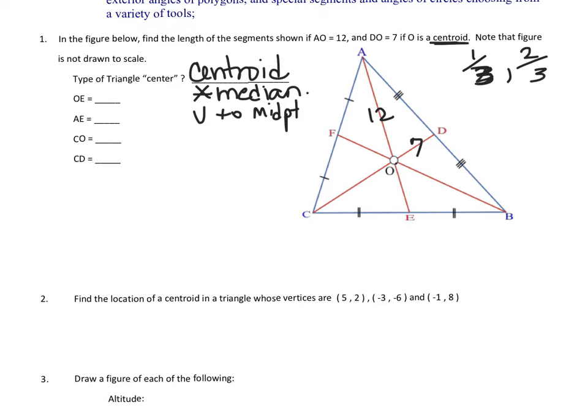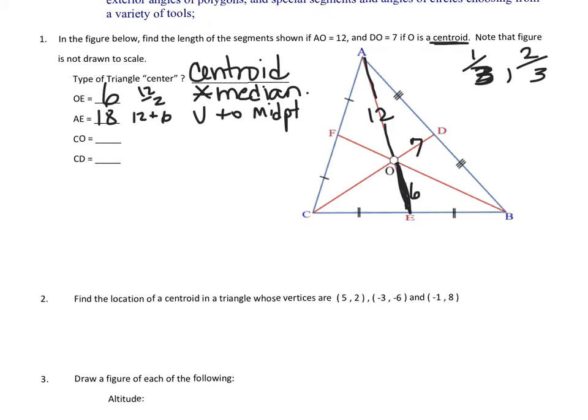OE is this part right here. Well, this is the short part. It goes to the midpoint, and this is the long part that goes to the vertex. So 2 parts is on the A, so 12 divided by 2 is 6. Okay, AE is the whole thing, so that would be 12 plus 6, which is 18. The 3 parts total.